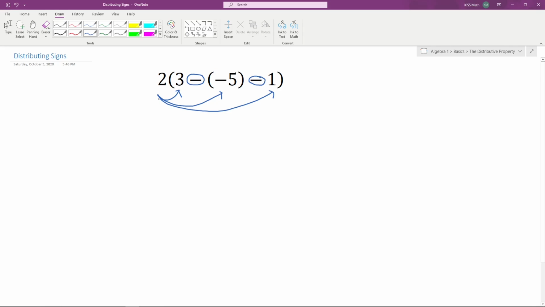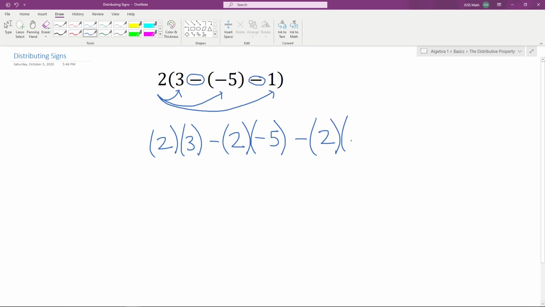And if we do that, this would become 2 multiplied by 3 minus, and this minus comes from this guy here that was here originally, 2 multiplied by negative 5 minus, and that minus comes from here, 2 times 1. And remember, this 1 is positive, right? It doesn't have an extra negative sign attached to it.